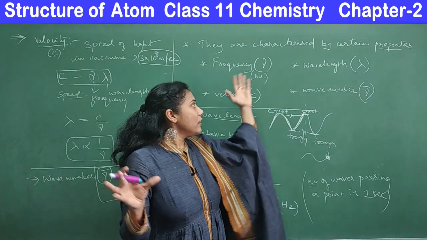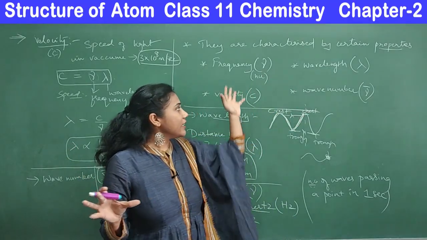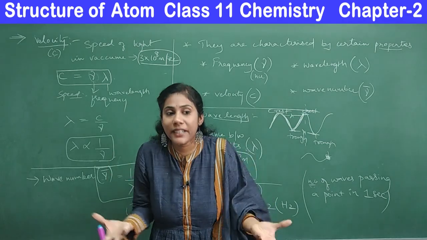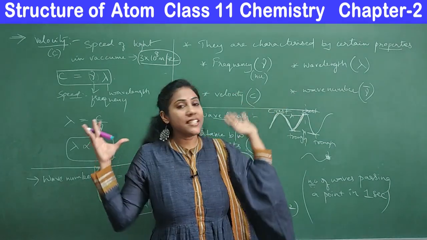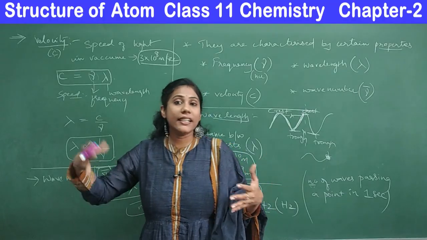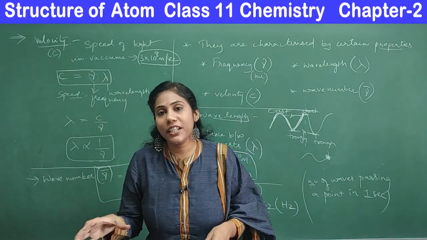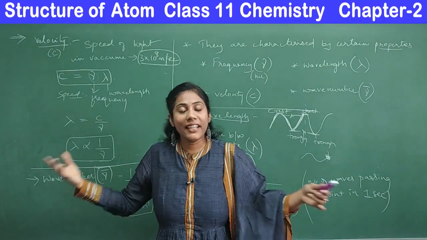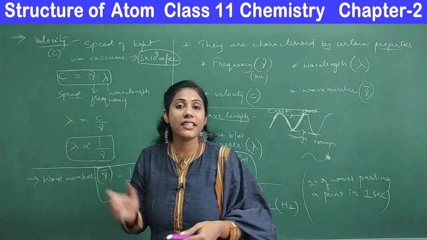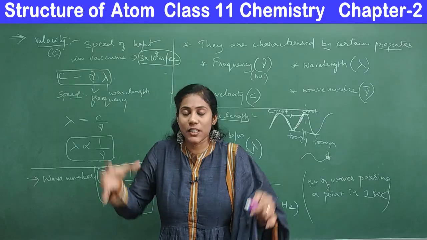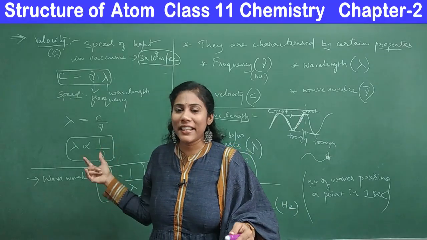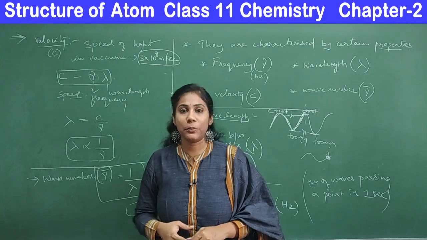All these, wavelength, wave number, velocity and frequency, are the characteristics of a wave. Any wave can be defined with the help of these terms. And now we will study the different types of electromagnetic radiation and how they are arranged according to their increasing order of frequency or decreasing order of wavelength. That's what we call the electromagnetic spectrum. Let's have an idea about the electromagnetic spectrum now.